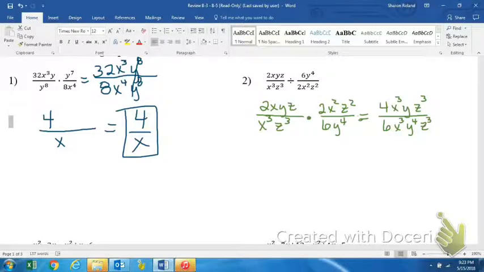Okay, so now you have one fraction. We're just going to reduce it. 4 and 6 both divide by 2, and you end up with 2/3. X is the same in the top and the bottom, so it just cancels. Y is bigger on bottom, so it stays on bottom. 4 minus 1 is 3, so your exponent is 3, and your z's cancel. This is your answer.